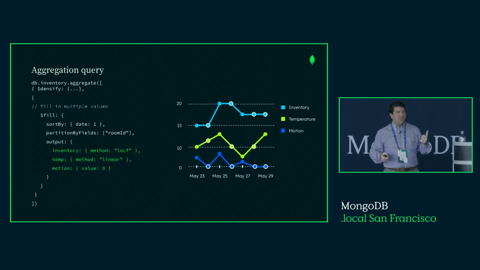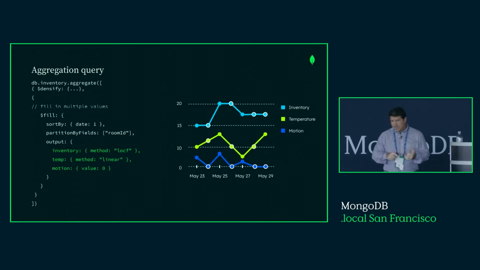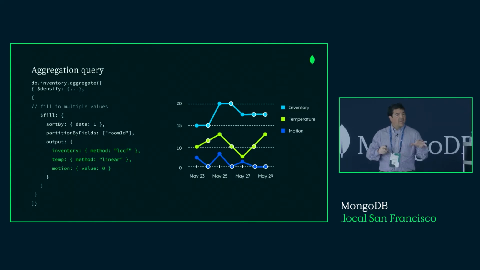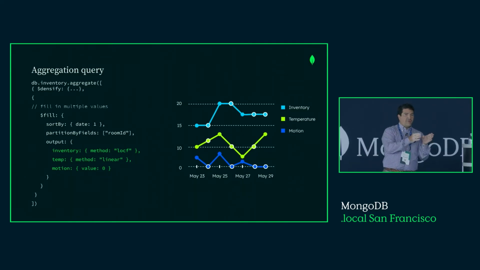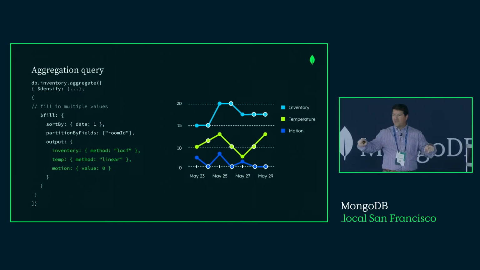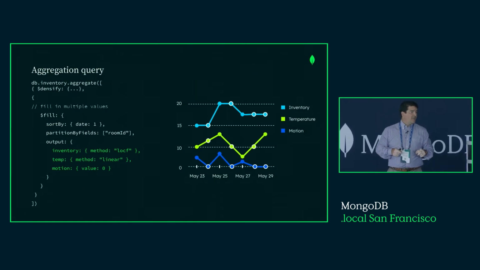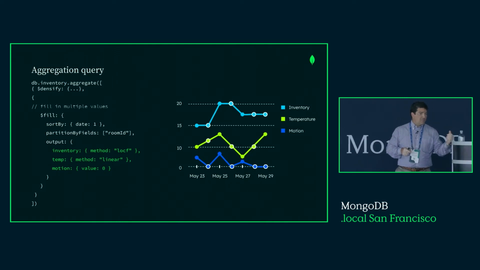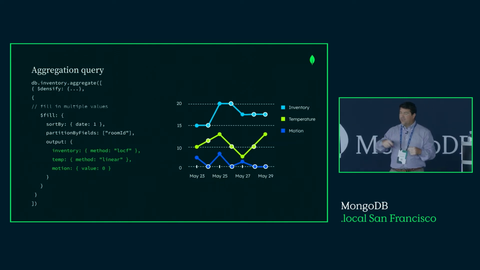So LOCF is the last observation carried forward. So if I've got a lot of different data, I don't want to just put random data in there. So I want to take the last value carried forward, and that's the value that I'm going to produce for that. The light green line here, the temperature, that's going to be a linear interpolation.